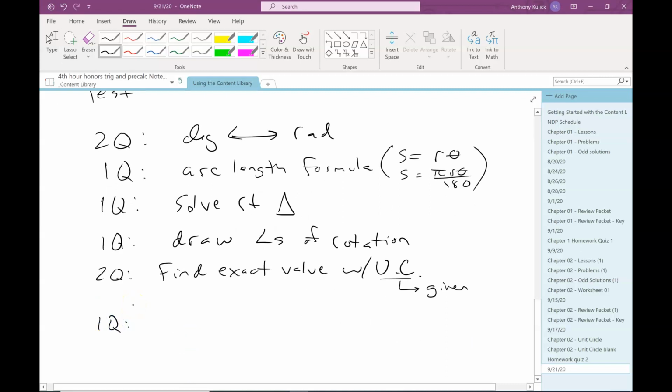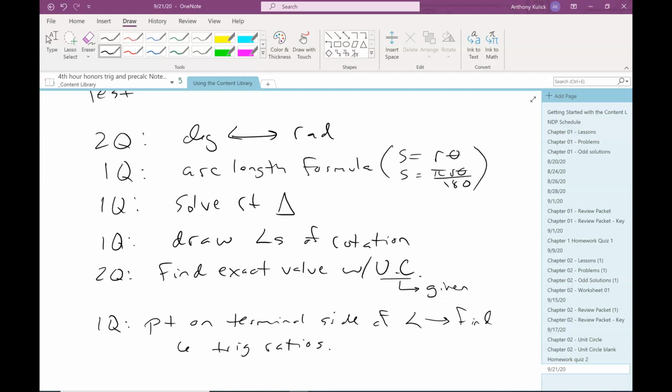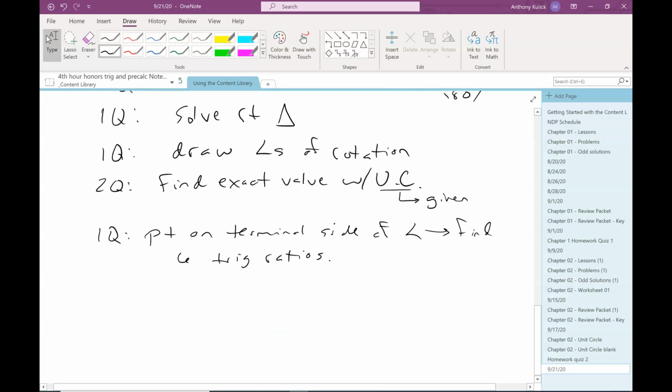All right. One question where you have a point on the terminal side of your angle, and then we want you to find the six trig ratios. So there you're going to need the x, y, and r definitions for sine, cosine, tangent, cosecant, secant, cotangent. Will you be given those? No. The expectation would be that you have those memorized.